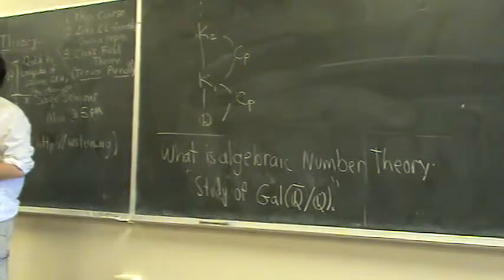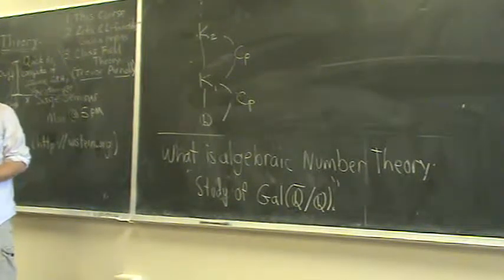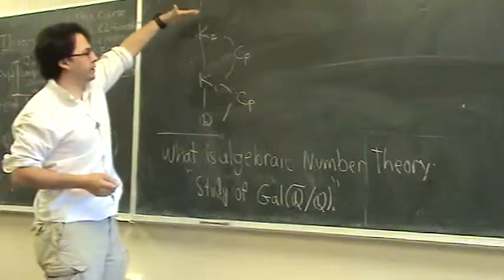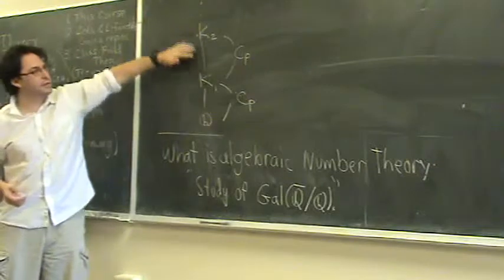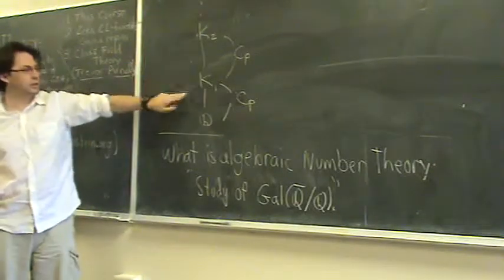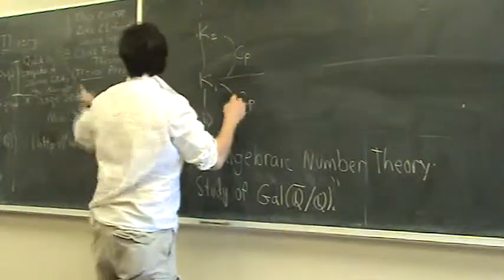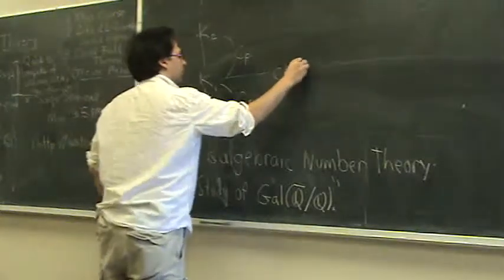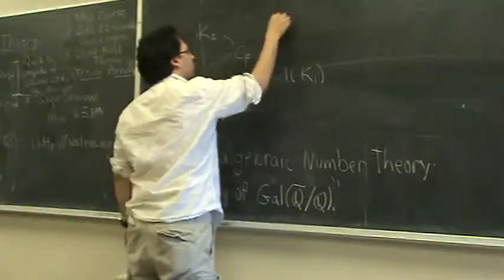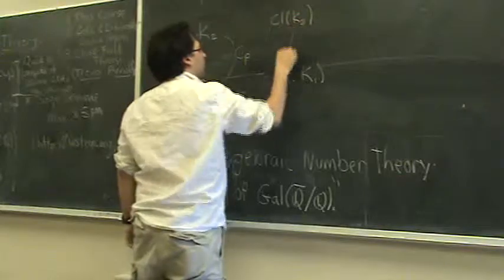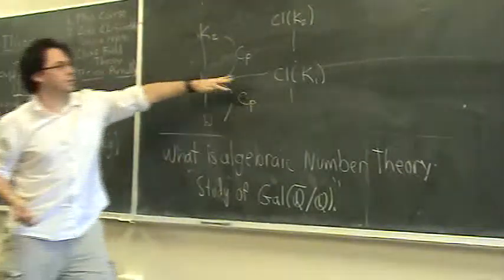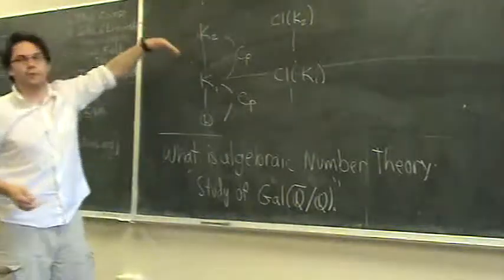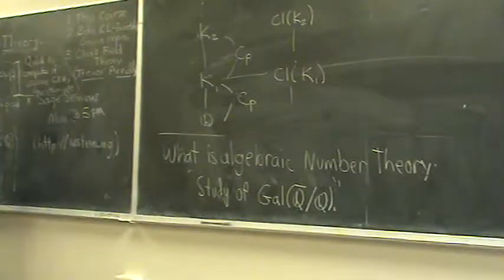One way of doing this is just adjoining all P-th roots of unity to Q. You get a huge field, and then there's a subfield of index P minus 1 inside of that huge field that forms a tower like this. And to each of these K_i, you can associate this class group. And then you can wonder, is there any way to understand what happens to these class groups as you go up farther and farther? And Iwasawa theory tells you a lot about that.